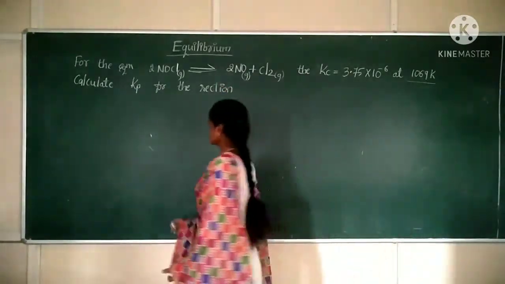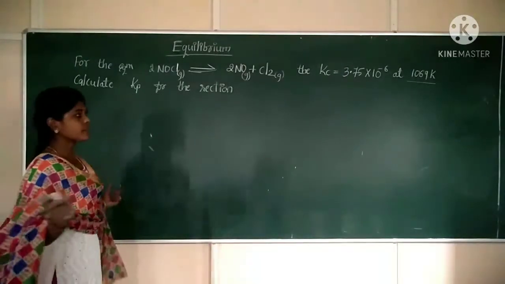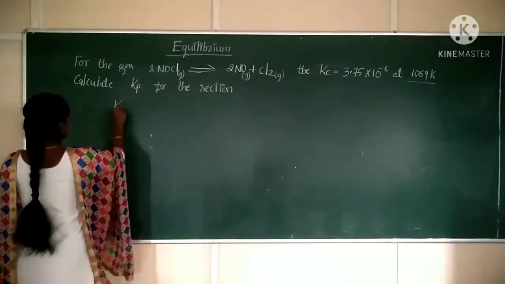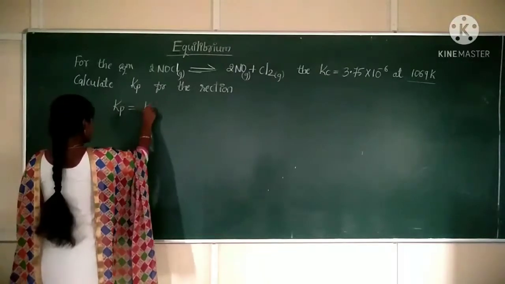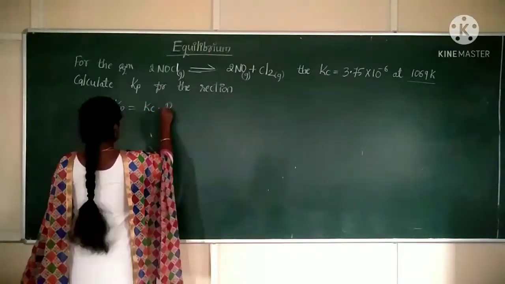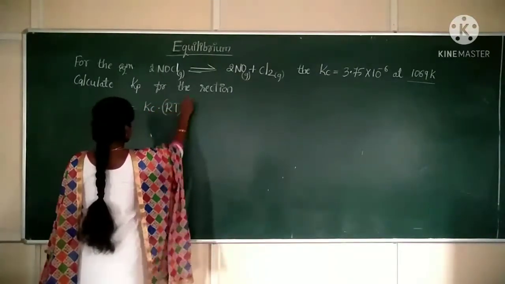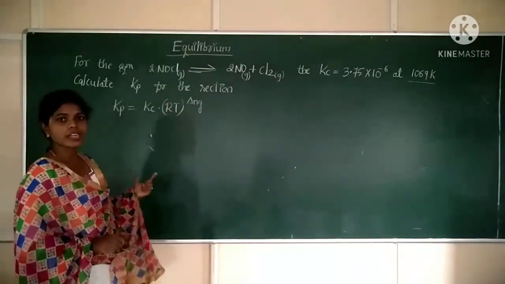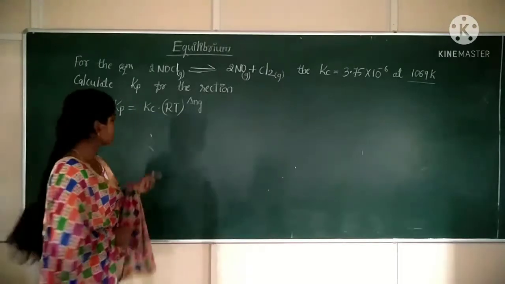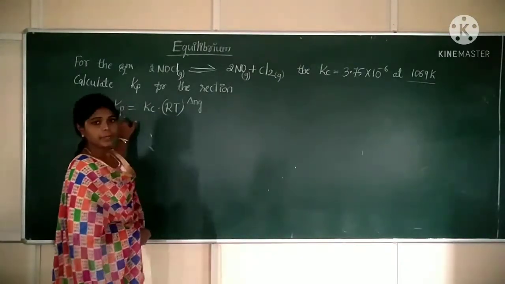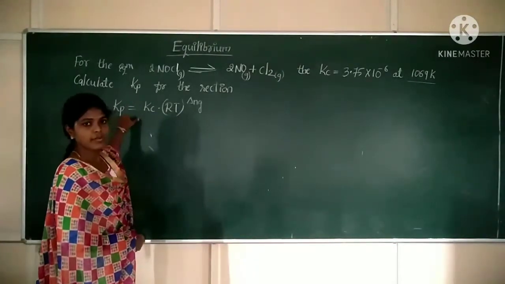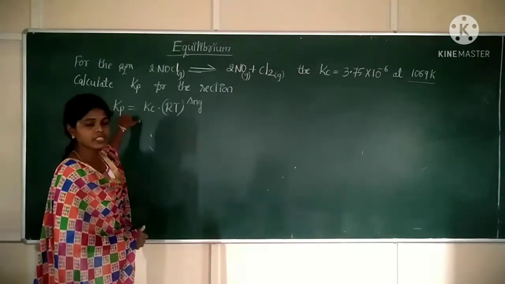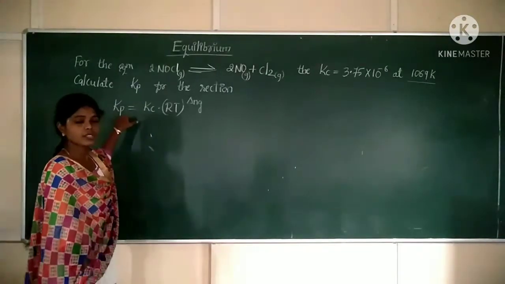Now what is the relation between Kp and Kc? The relation between Kp and Kc is Kp equals Kc into (RT) whole to the power delta ng. Correct? So this is the relation between Kp and Kc. Now Kp is what? Kp is the equilibrium constant in terms of partial pressure.